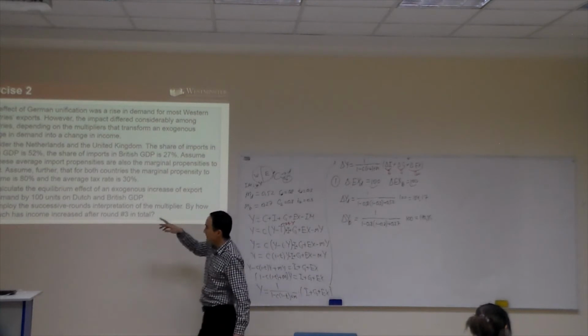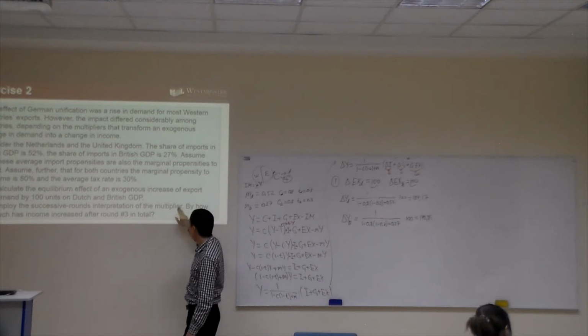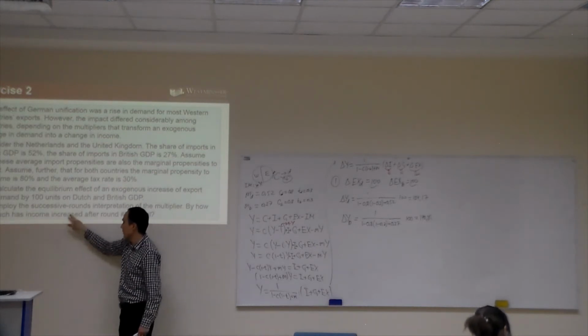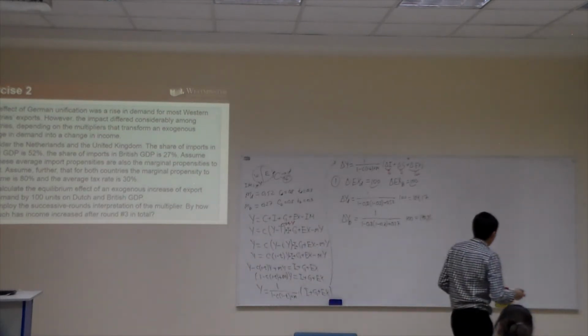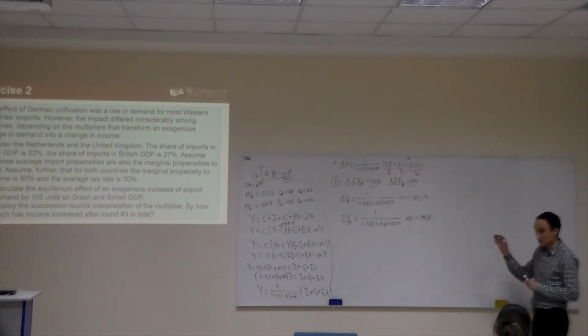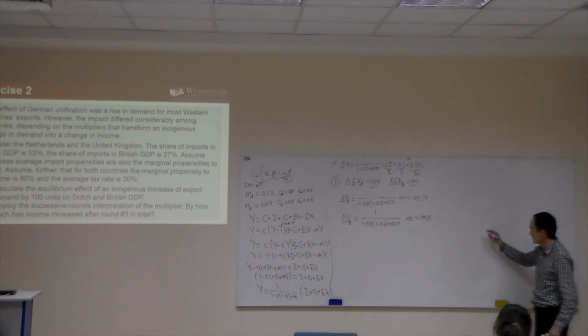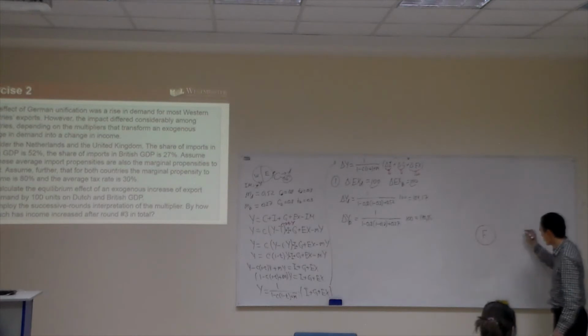Employ the successive round interpretation of the multiplier. By how much has income increased after round 3 in total? On YouTube, you can see a very nice tutorial on the marginal propensity to consume. That gentleman nicely explains a two-person economy, one household a farmer, and the second household a builder.